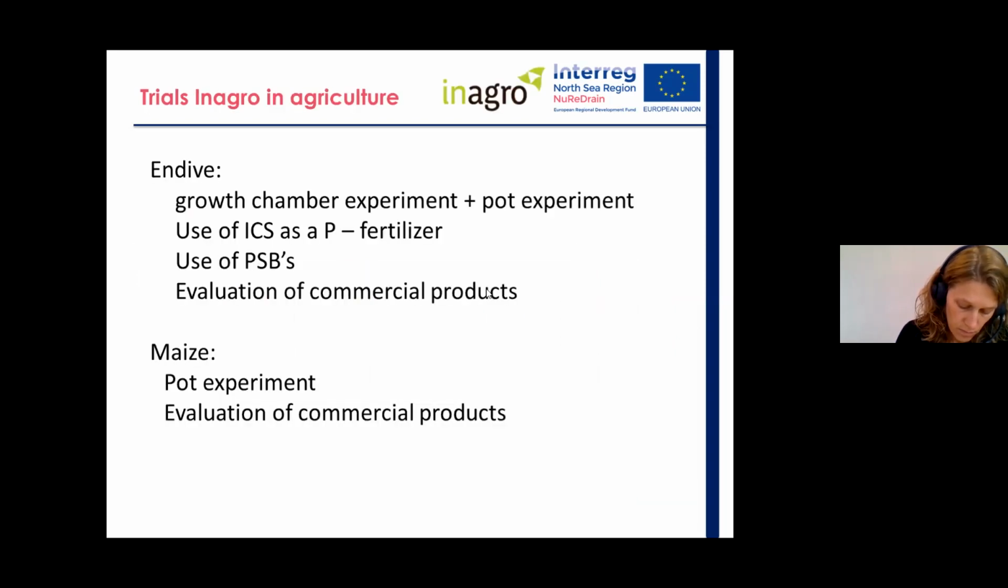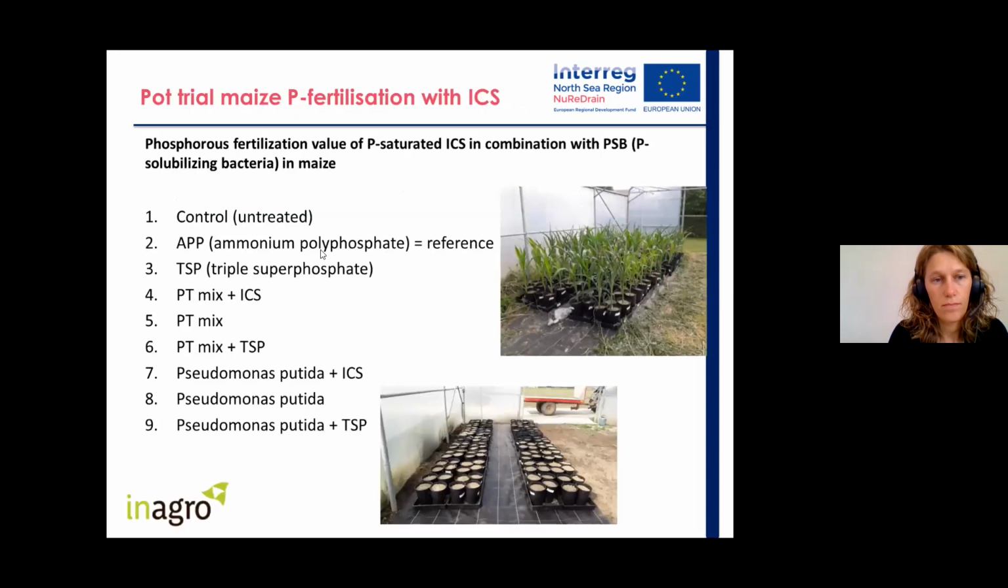Also, our colleagues at Inagro did some trials to check these results. They did 2 trials on endive, a growth chamber experiment and a pot experiment, and they did a trial on maize. They used the ICS as P fertilizer in the 3 experiments. They also added the PSBs to help release the P, and they used already commercial products for these trials.